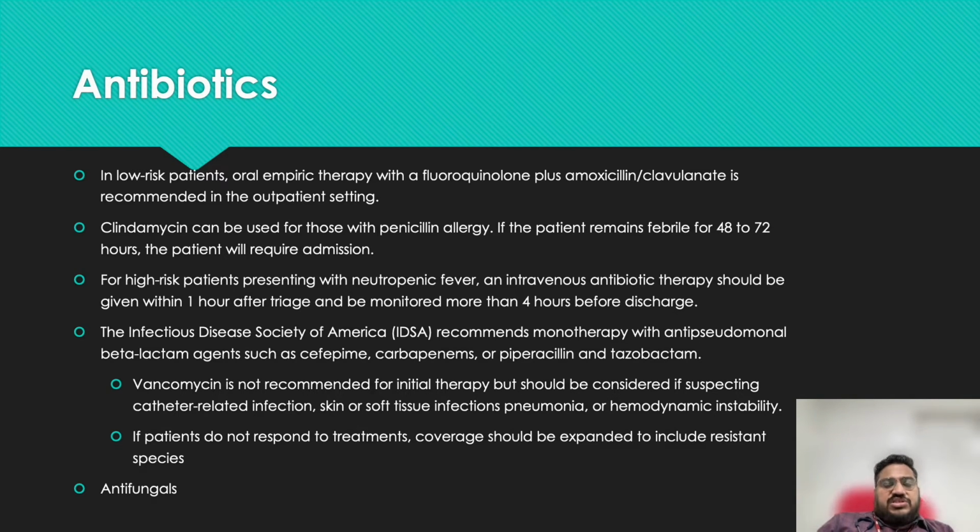So our aim is to stabilize airway, breathing, circulation, and start them on an IV fluid if there is hypotension. Balanced crystalloid is the fluid of choice. Draw blood culture and give them a broad spectrum antibiotic. That will be the initial management, and later on, depending upon suspicion, you can add antifungals. So that is a quick overview of neutropenic fever.